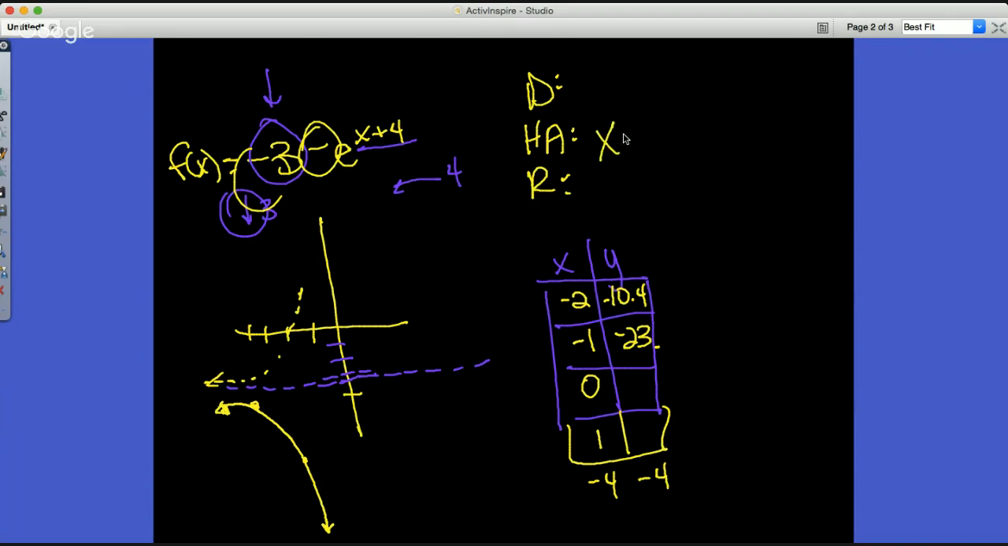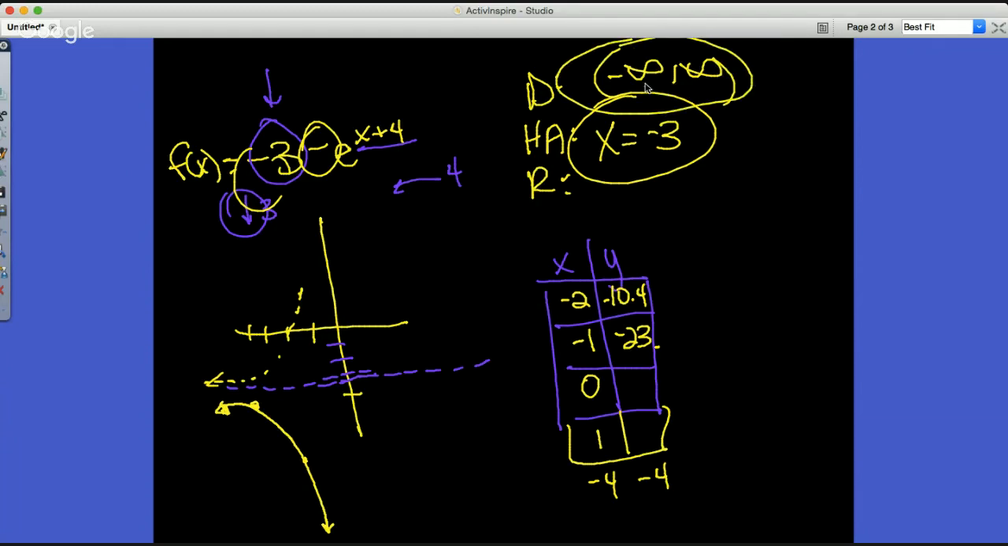So my horizontal asymptote is y equals -3. My domain is -infinity to +infinity. Remember, exponentials will always have all reals, or -infinity to +infinity, for the domain, whereas the log would have it for the same thing for the range. Now the range is low to high, so the lowest would be -infinity, where the high would be -3. And that would be my range there. You could also say y is less than -3. You could say that one as well, all right?